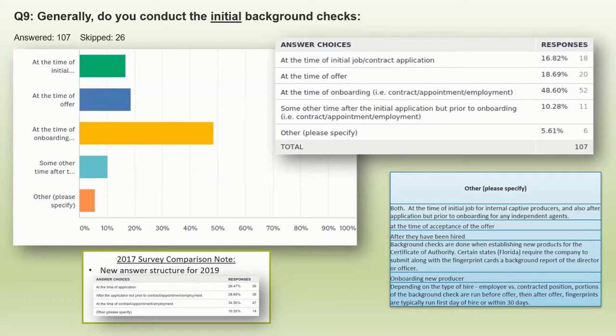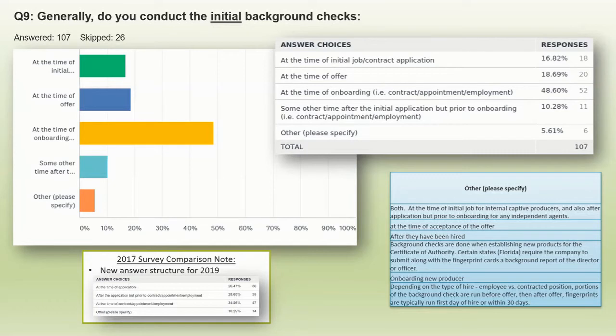Regardless, we thought this was notable: at the time of onboarding, and then there's also the option of some other time after the initial application but prior to onboarding. So it would be maybe at the contract appointment, sometime prior to their actual onboarding, but they've actually applied for this.